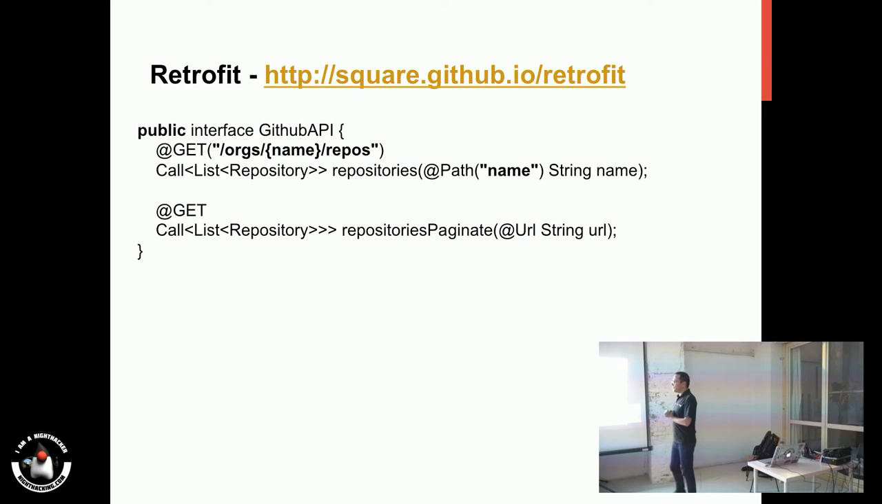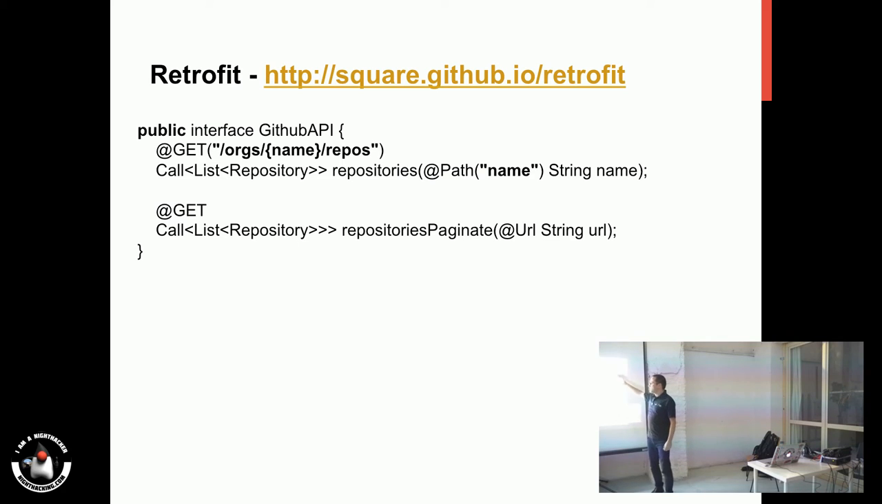Now, what Retrofit allows you to do is to define the contract of your API using Java types. So you define an interface like this, and those annotations, @GET and @Path, are from Retrofit. Basically, what you want to do is define, for example, there's a repository call that takes a parameter, that's the organization name, and returns a list of repository. Notice the Java types. Those are your types.